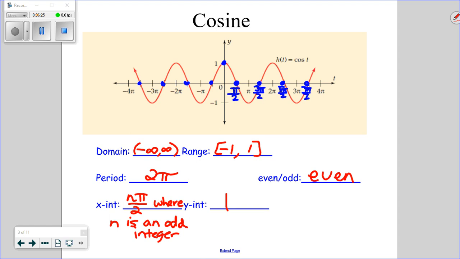So that way, if n is positive 1, then it's positive pi over 2. If n is negative 1, it's negative pi over 2. So again, it's just a way to represent that pattern.